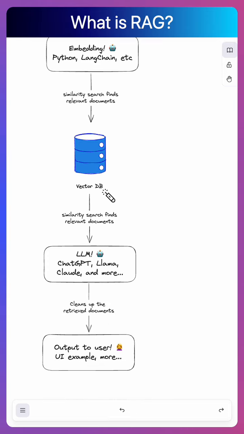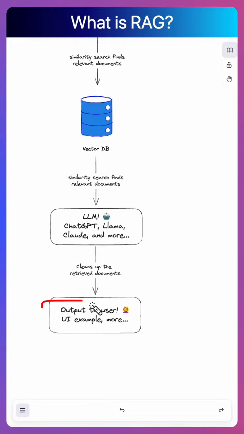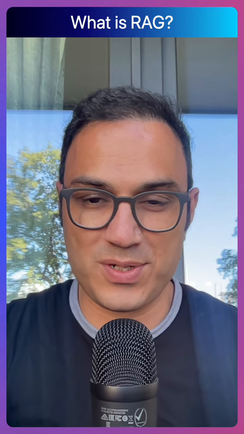The results are basically chunks of data. It's multiple documents. These are all those documents that were embedded before and stored in the vector database. Now you retrieve it back as text. Now you give all of that to the LLM. This LLM could be ChatGPT, Llama, or Claude, and then it cleans it up so that it can be presented to the user. So that was a very short description of RAG.